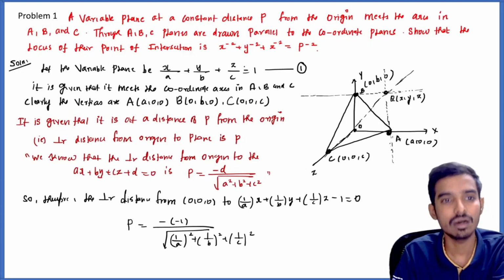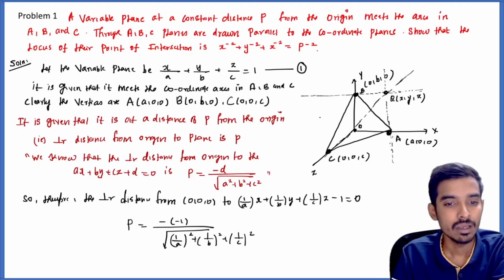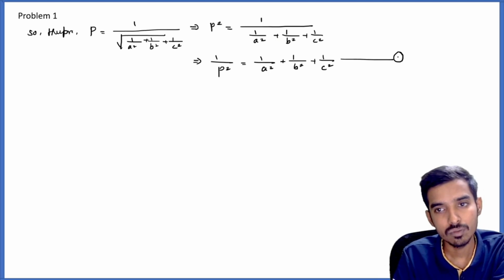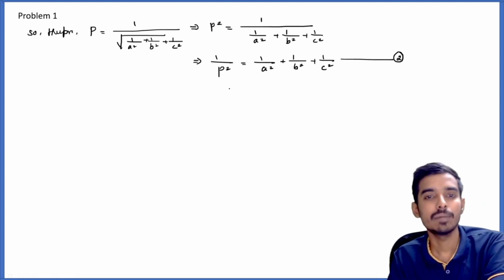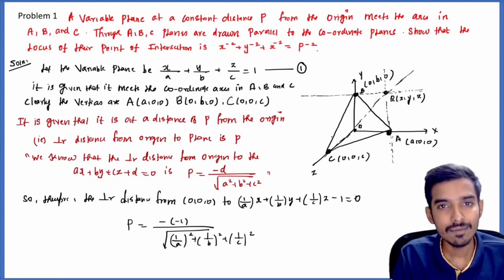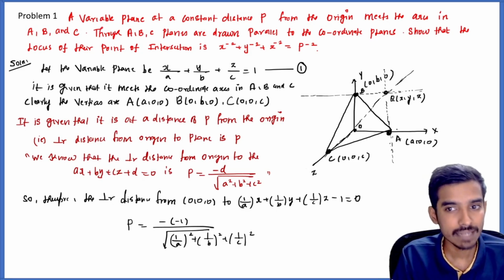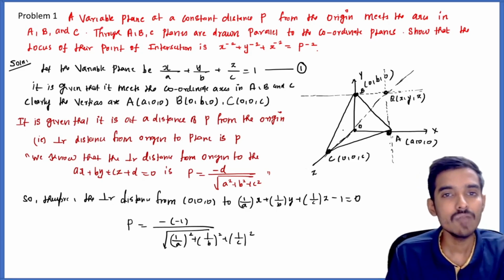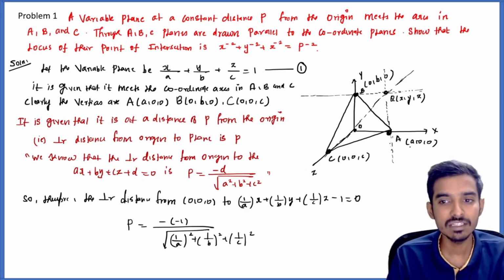This is the required variable plane. Let us call this equation number 2. So what we have so far is, it is given that we have a variable plane. It meets the coordinate axes at A, B, C. So from that data, we have found the vertices of ABC, which are A(a,0,0), B(0,b,0), C(0,0,c).